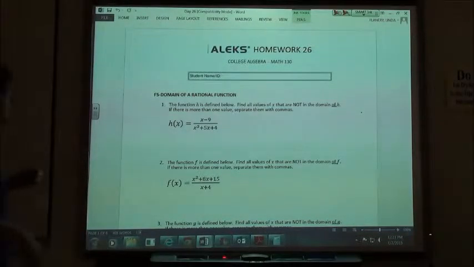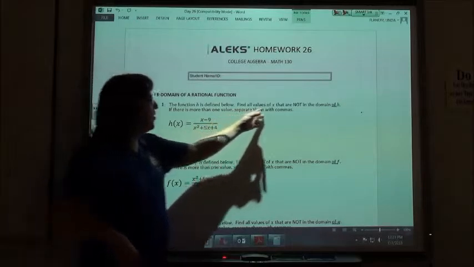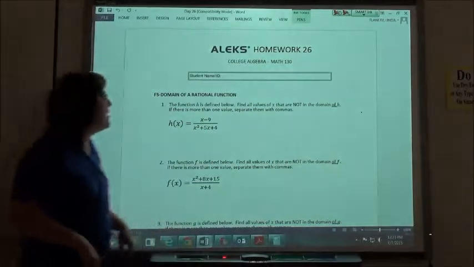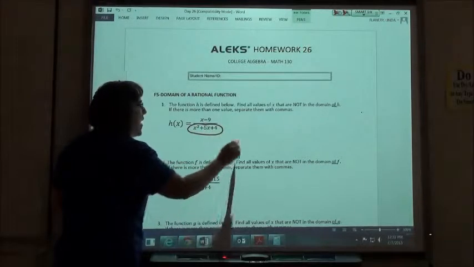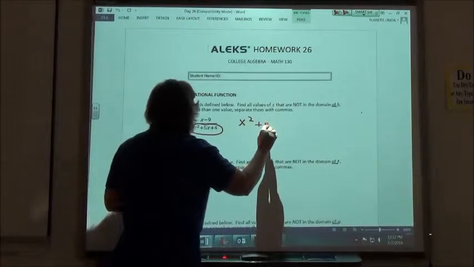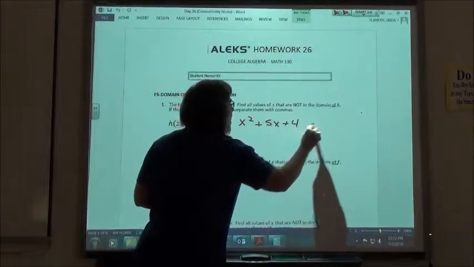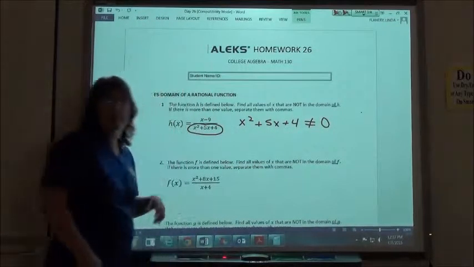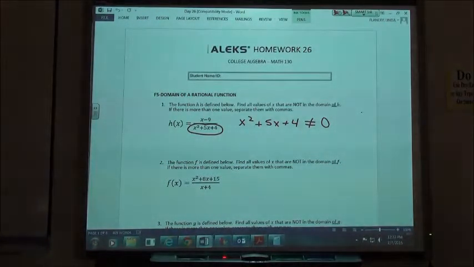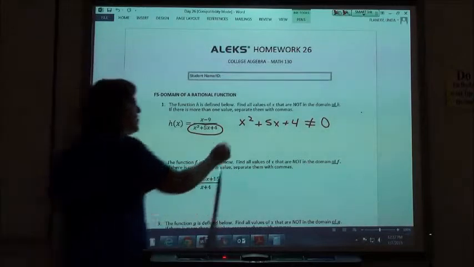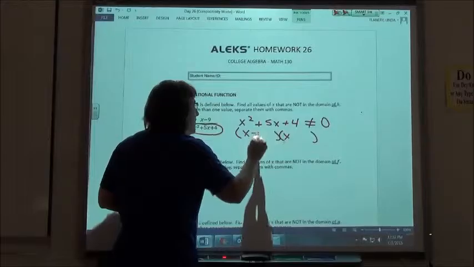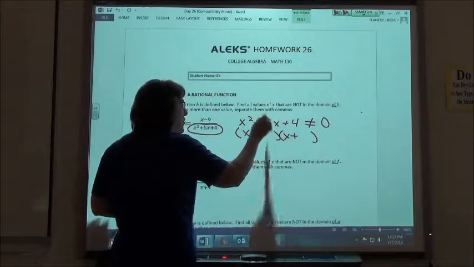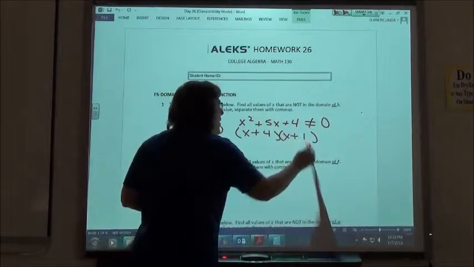It's an undefined expression. So it says find all the values of x that are not in the domain of h. And so what we're looking at is the denominator of our fraction, the x squared plus 5x plus 4, can't be equal to 0 or we get something that would be undefined. Since we have a quadratic expression, we would solve that by factoring: x and x, plus and plus, factors of 4 that add up to 5, 4 and 1.